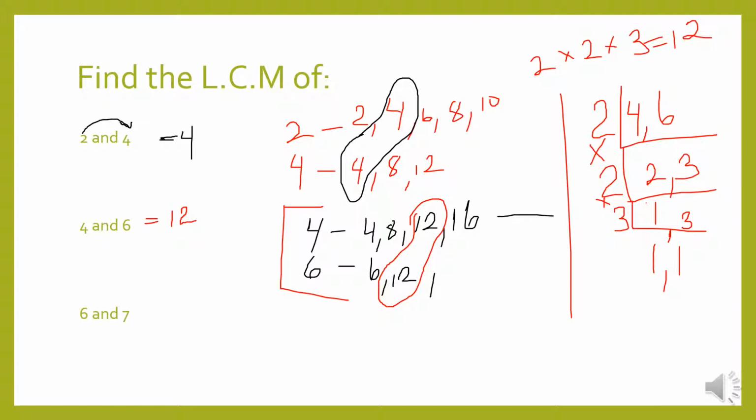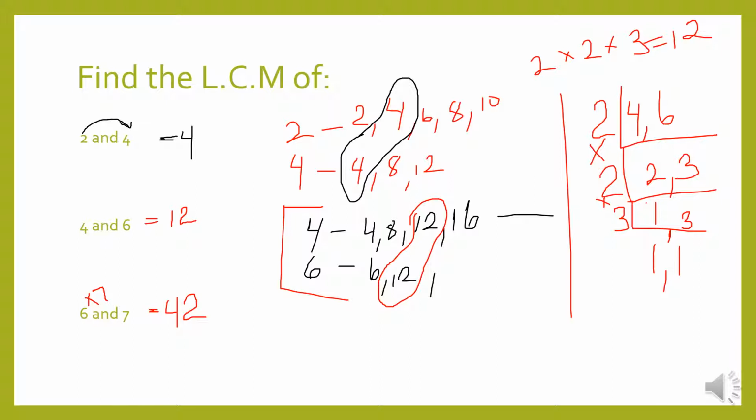Let's do 6 and 7. Could 6 go into 7? No, 6 cannot go into 7. Could 7 go into 6? No. So for questions like these, when I know that these numbers cannot go into each other, all I have to do is multiply the two numbers together, and I will get my answer. So 6 sevens, and that's one technique. If you don't like it, don't do it. Use another technique. 6 sevens are 42. So I know that the lowest common multiple of 6 and 7 is 42.